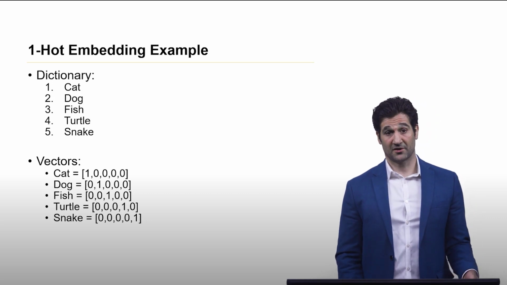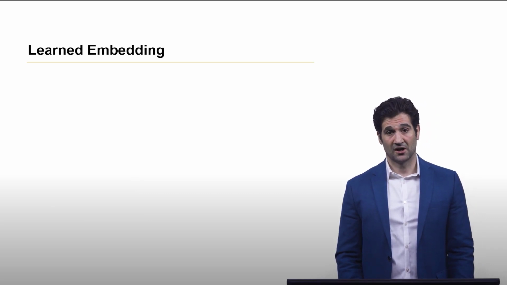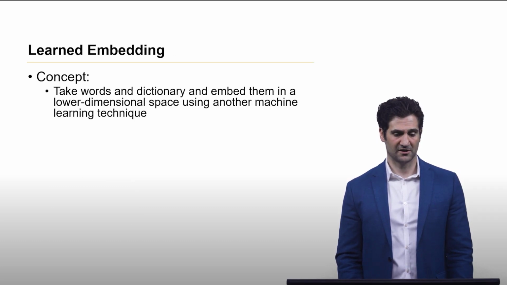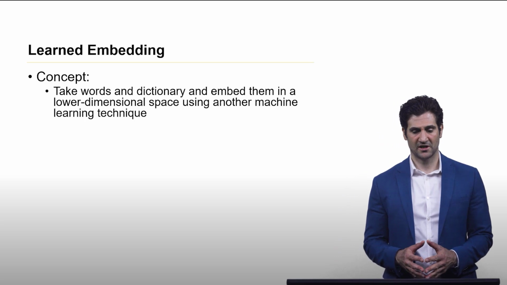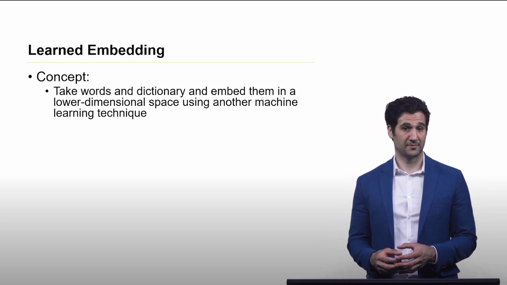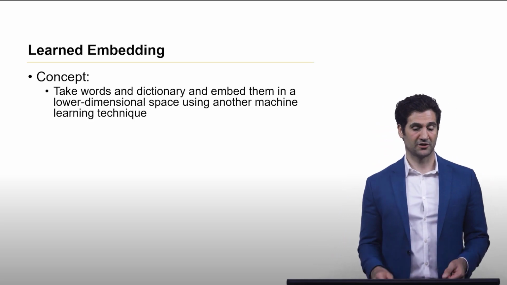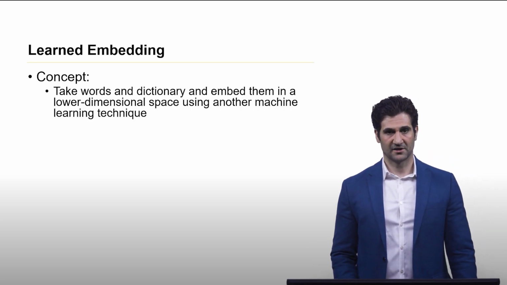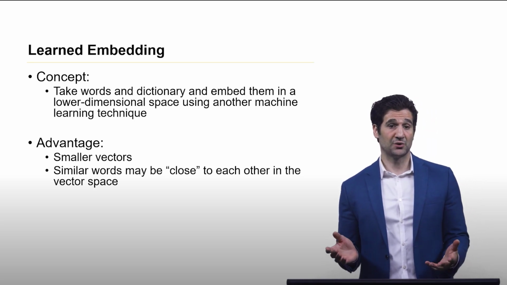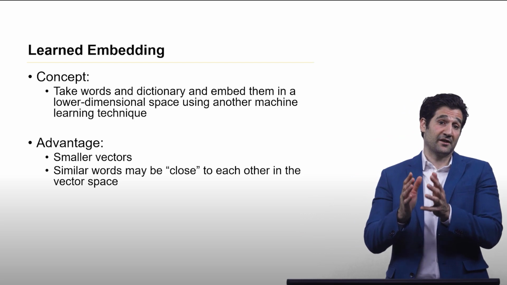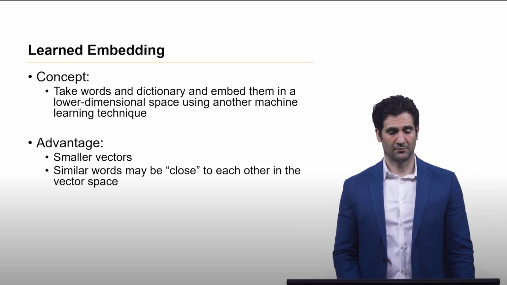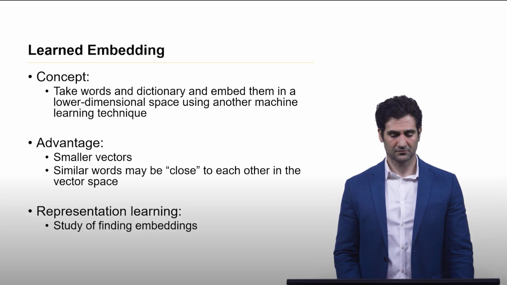Now, this is a very simple way of doing business. We could also look at learned embeddings, which is more sophisticated. The concept is to take words in the dictionary and embed them in some kind of lower dimensional space, maybe with another machine learning technique. The advantage here is you can have smaller vectors, and you could have similar words be closer together within that vector space, which is a nice byproduct as well.